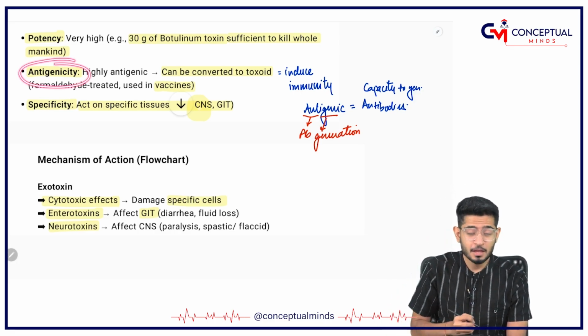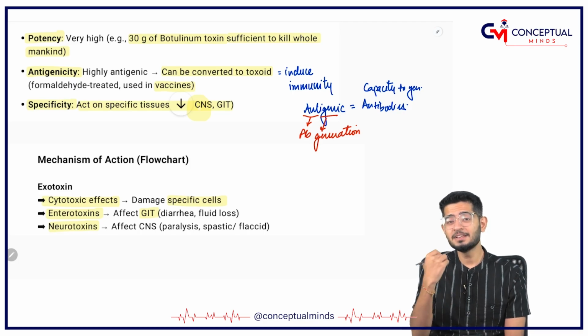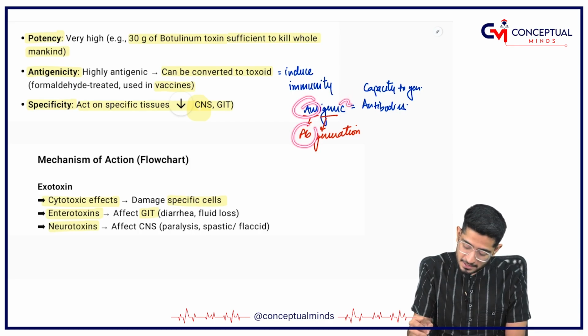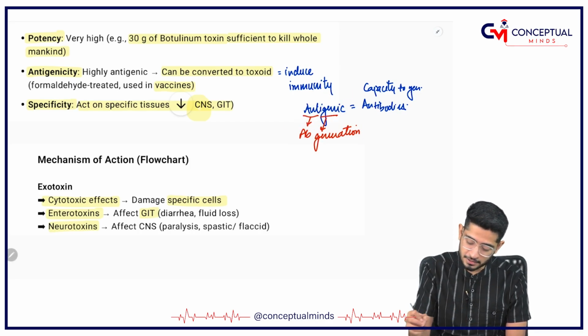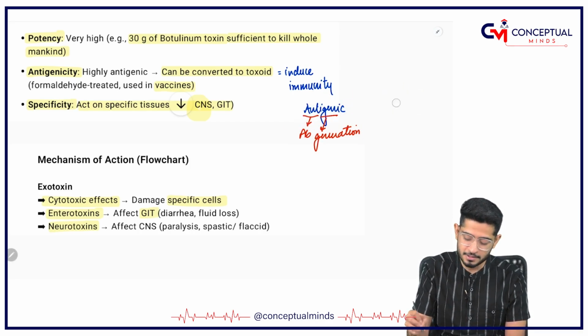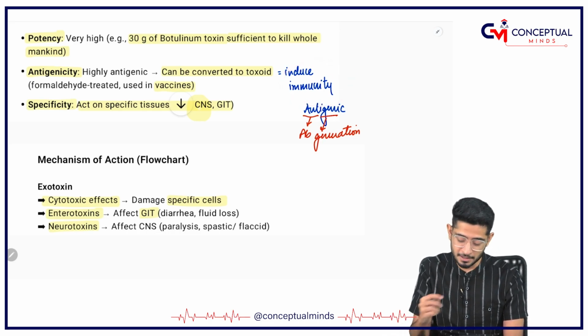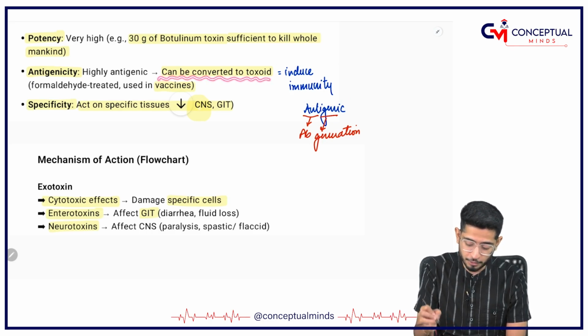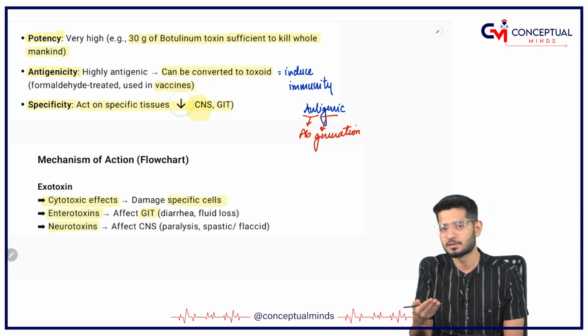Antigenicity. Exotoxins are antigenic. Anti means antibody, genic means generating. So they have the capacity to generate antibodies and induce immunity, my dear friends. And remember that they can be converted into toxoid because they are antibody generating.